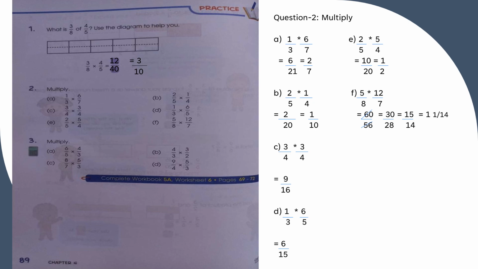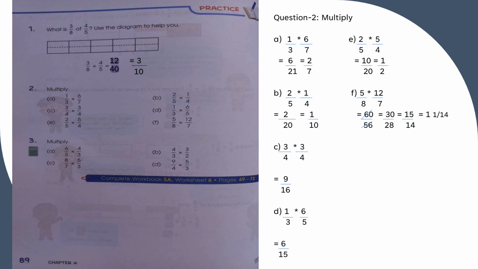In part E, we have 2 over 5 multiplied by 5 over 4. So 2 multiplied by 5 is 10 in the numerator, and 5 multiplied by 4 is equal to 20 in the denominator. And we know that 10 into 1 is 10 and 10 into 2 is 20. So with the help of the table of 10, we have reduced this fraction to 1 over 2.